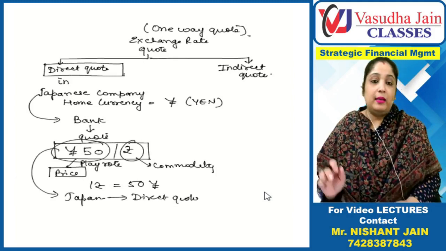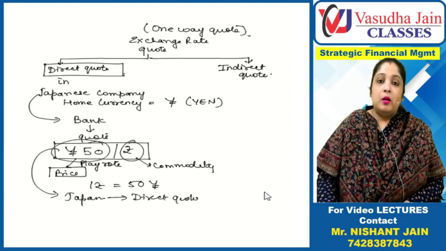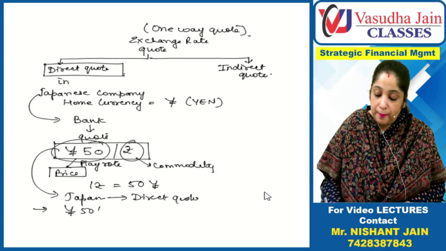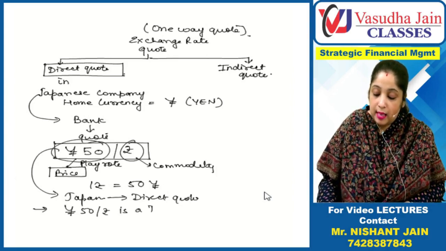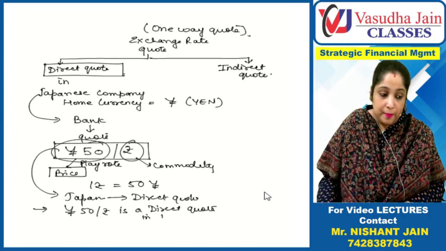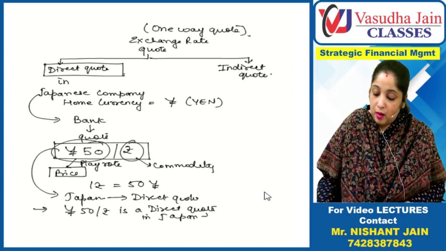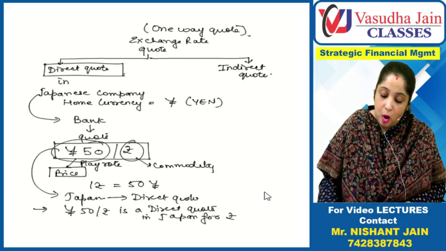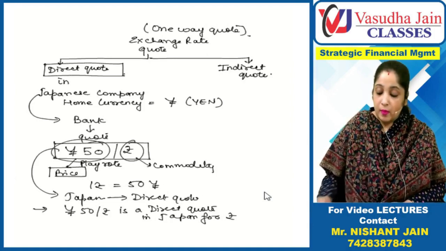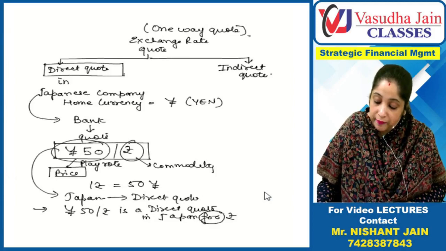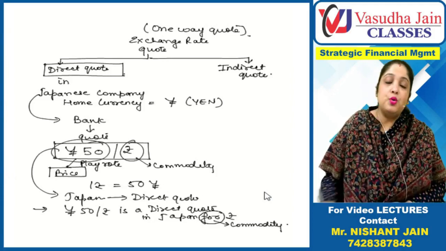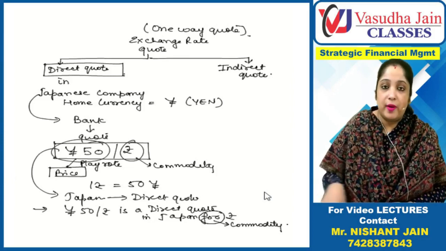So in Japan, this is a direct quote for rupees. We will be writing like this: yen 50 per rupee is a direct quote in Japan for rupee. For rupee, this is a direct quote in Japan. Now you have to see the word "for". For implies commodity. The word "for" is used in English for commodity in our forex chapter.